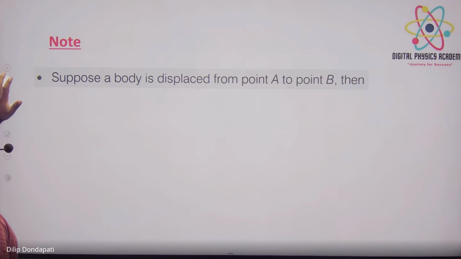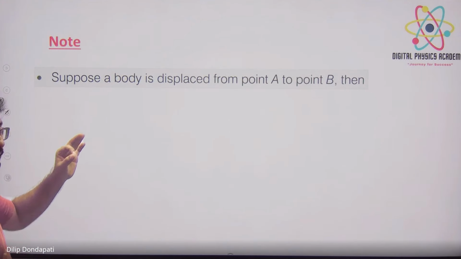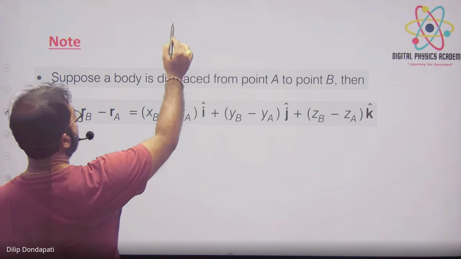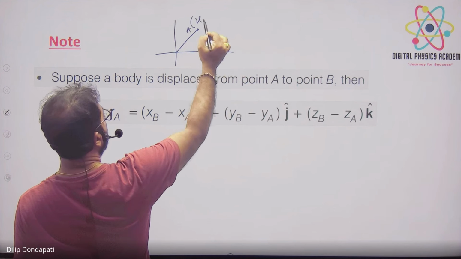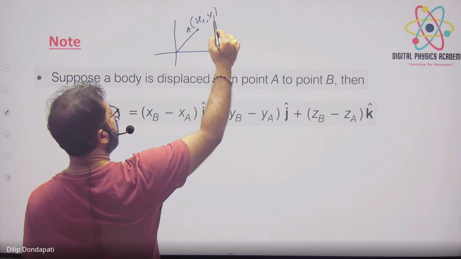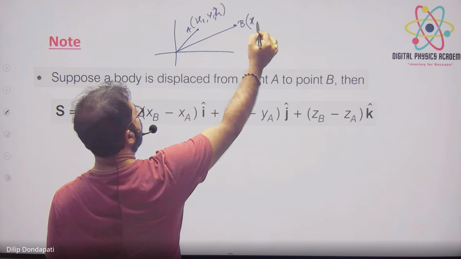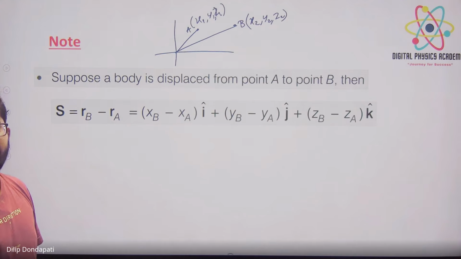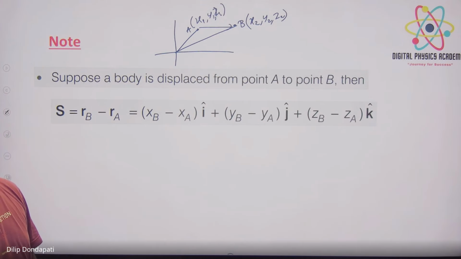Let's take the vector form. Suppose a body is displaced from A to B, okay. A particle is going from A to B, and its coordinates are given as x1, y1, z1 for point A, and point B is x2, y2, z2. Coordinates will be given. Suppose the particle went from A to B, tell me how to find the displacement then? How will you find displacement from A to B?